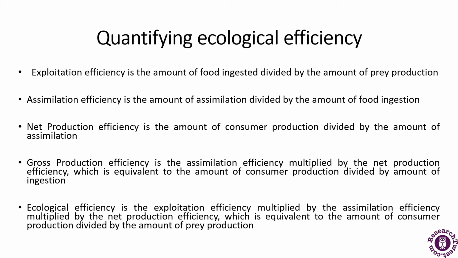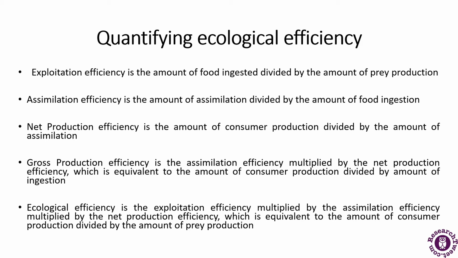So exploitation efficiency is the amount of food ingested divided by the amount of prey production. So In divided by Pn minus 1. The next is the assimilation efficiency, which is the amount of assimilation divided by the amount of food ingested. So An divided by In. The next is the net production efficiency, which is the amount of consumer production divided by the amount of assimilation. So Pn divided by An.